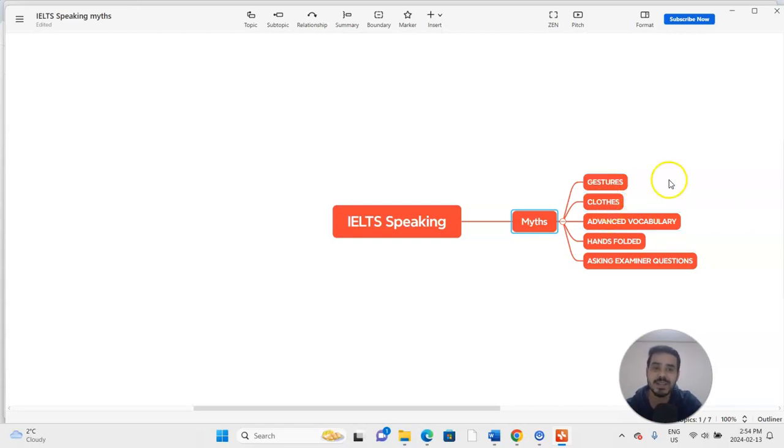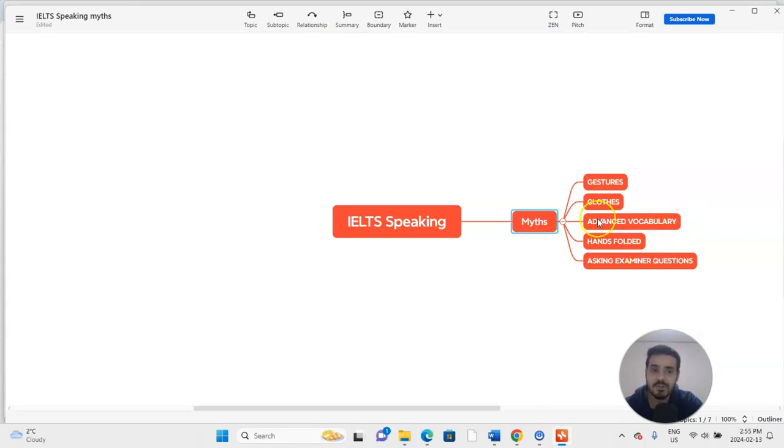The second one is clothes. Now, some people believe that when they're going for the IELTS examination, they should wear formals, while some people have the approach that they can wear casuals as well. Well, people, there is no specified dress code for the IELTS speaking examination. If you are totally comfortable, you can wear your formals, else you can wear your casuals as well. As I have already mentioned, there's no dress code and you will not be penalized for your marks or bands because of your dress code. So it is totally acceptable.